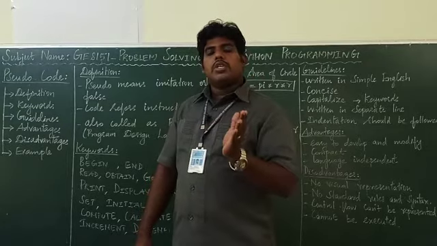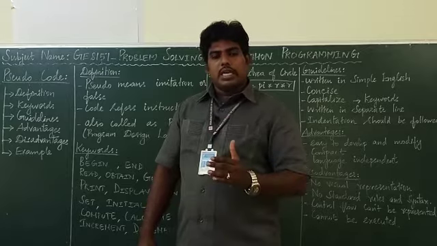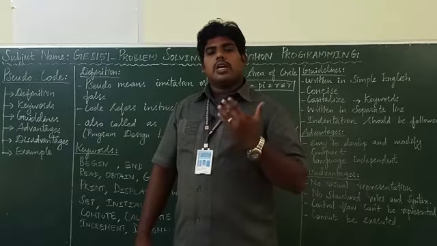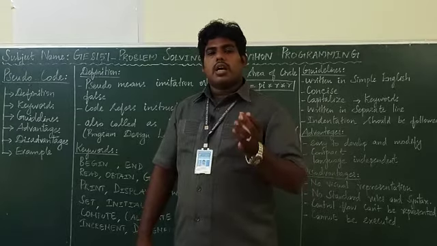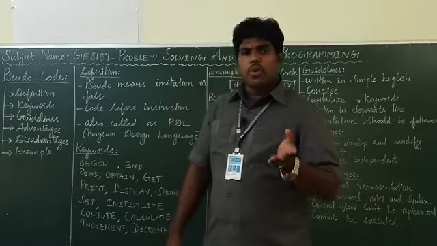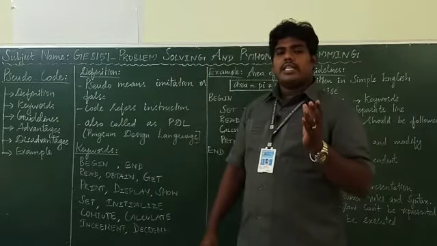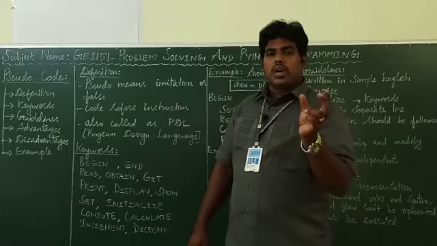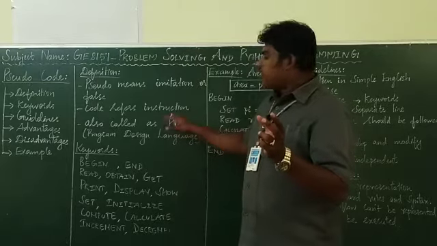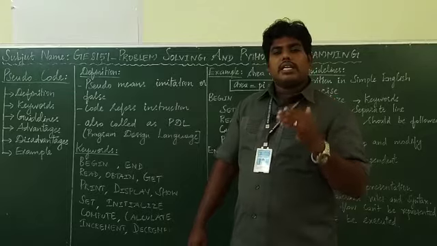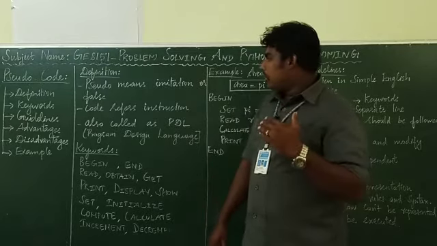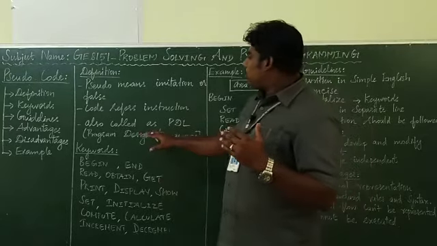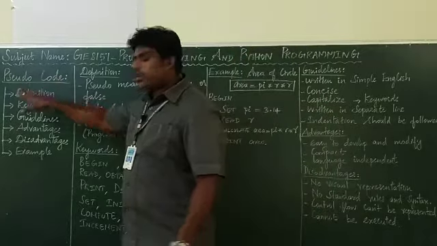Then pseudo, then code. Code here refers to the representation of the program, how you are writing the instructions in the program. Pseudo means false and code refers to the instructions written in the programming language. Okay. So all of you understood the meaning of pseudocode.